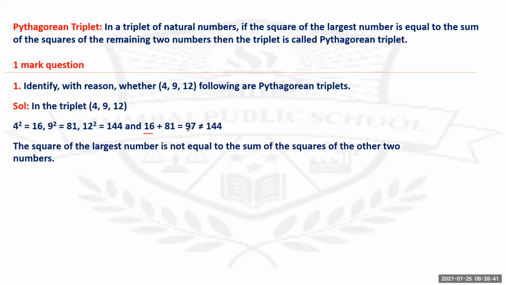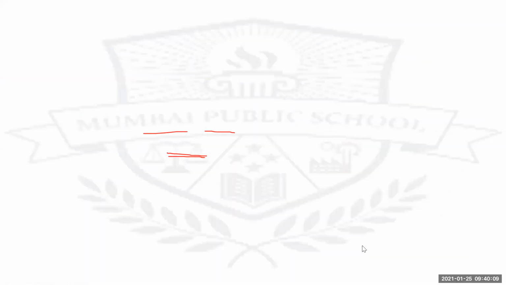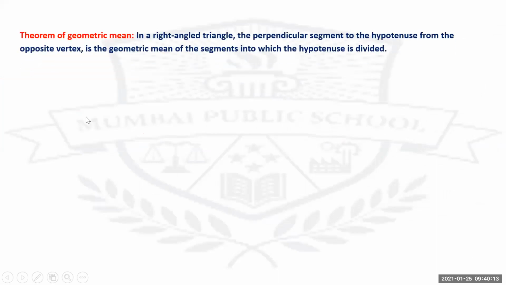Check. 16 plus 81, the sum of the smaller ones, should be equal to the larger one, that is 144. Understand? Now the square of the largest number is not equal to the sum of the squares of the other two numbers. It is not a Pythagorean triplet. Is this clear? So it is not always that the given numbers could be a Pythagorean triplet. They can confuse you with this kind of numbers also. So you have to be very clear with the concept.